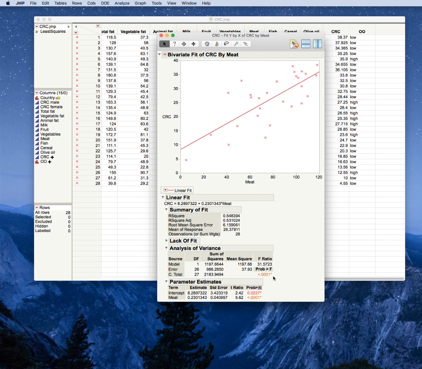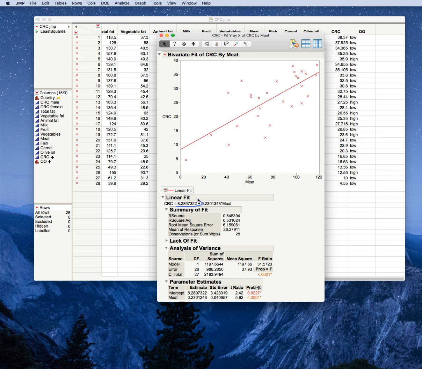Remember, we're asking the question, is meat predictive of colorectal cancer rates? Or is our best guess for colorectal cancer rate the mean value for CRC? The answer to that question here with a very small p-value is that yes, meat is helpful in predicting colorectal cancer rates. And we can tell from here that this is a positive relationship. So for every 1 unit increase in meat per capita consumption, the colorectal cancer rate goes up by 0.233.